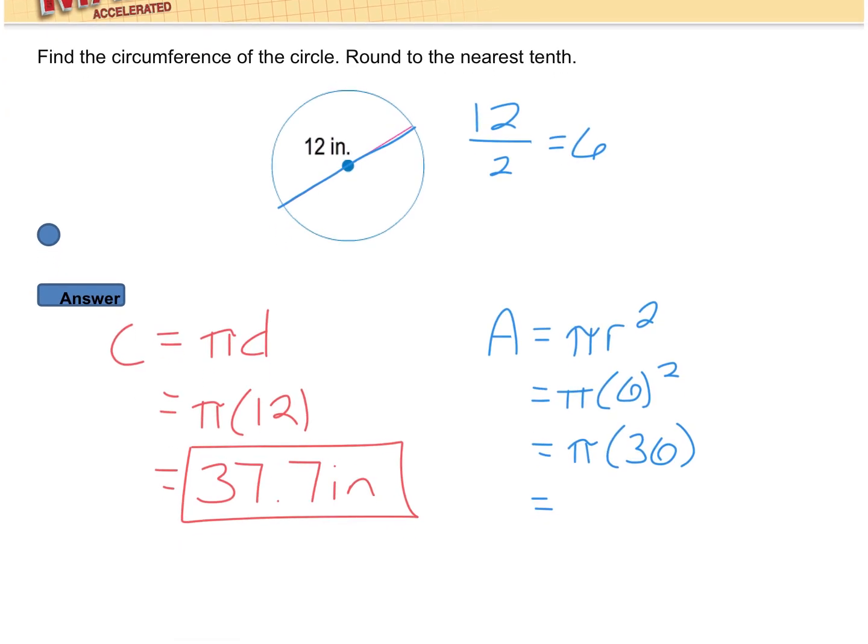And then last step, you take it times pi. What'd you get? 113.1. Label: inches squared. Why is this squared? Because it's area. We're looking for square inches, how much it covers. Go try that next one.